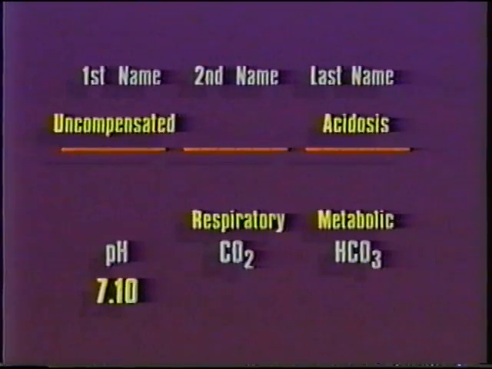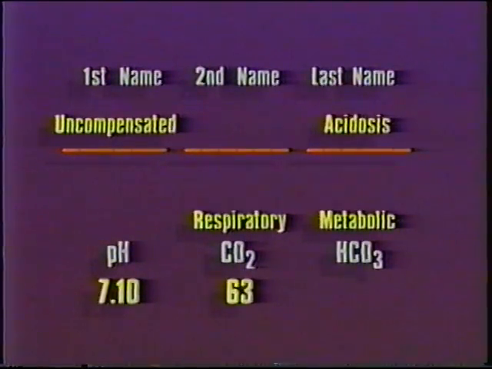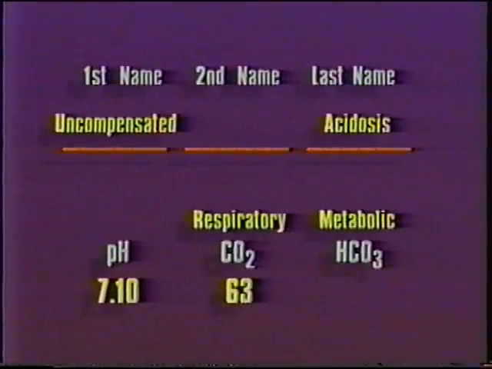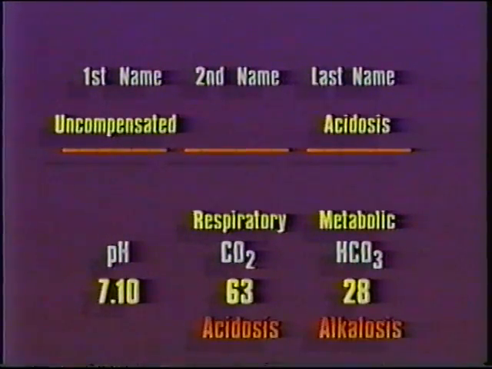Now let's choose his middle name. Go back to the lab values. The CO2 is 63. Is that acidosis or alkalosis? Yes, it's acidosis, so write that under the value of CO2. Next, look at the HCO3, which is 28. Refer back to your normal values. Is that acidosis or alkalosis? It's alkalosis, so write alkalosis under the HCO3 value of 28.